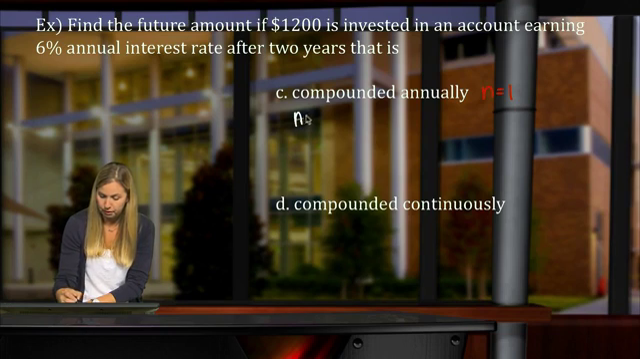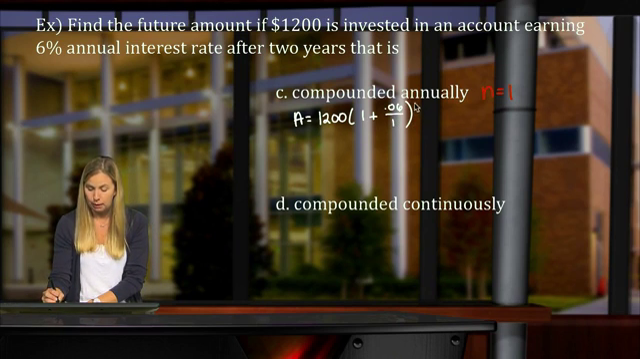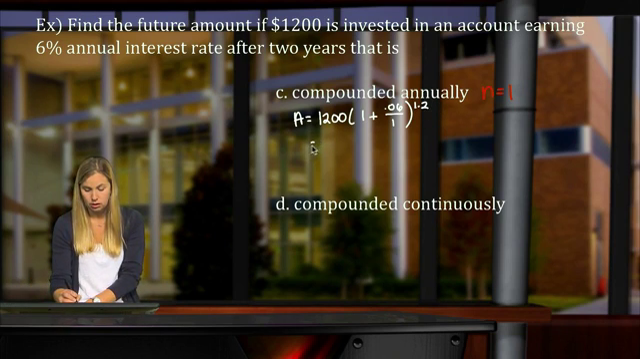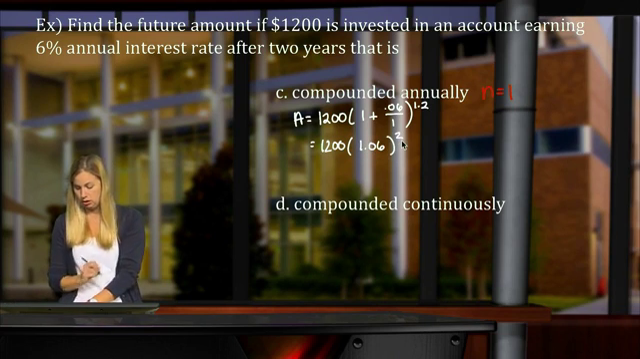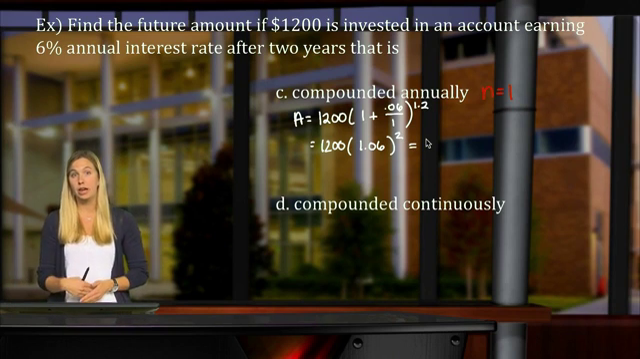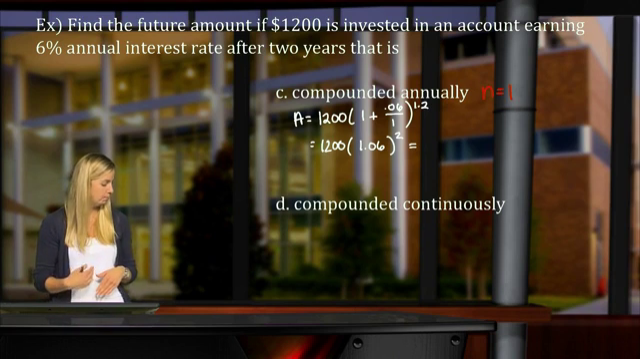Back to our problem, substituting our values, 1,200 times 1 plus 0.06 divided by 1, raised to a power of n times t, or 1 times 2. And a lot of this we can simplify. This is going to be 1.06 squared. And when we plug this in, we should also see another decrease because we're compounding even fewer times in this example.